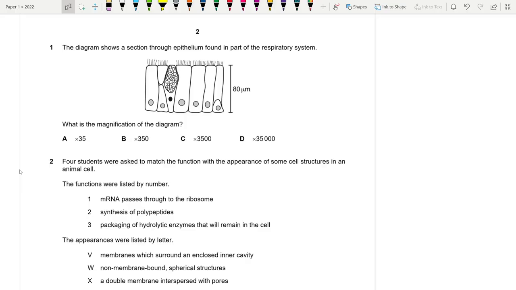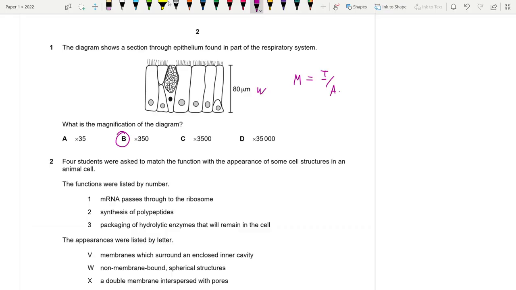Starting with question number 1. The diagram shows a section through epithelium found in part of the respiratory system. Clearly that's a goblet cell. What's the magnification of the diagram? We know that the formula is M is equal to I by A. So what you have to do is measure that 80 micrometer mark with a scale. I don't have it printed over here, so I'm going to go backwards. I know the answer is B.